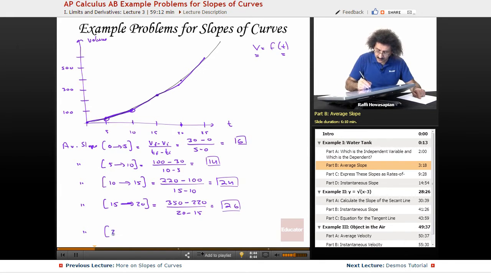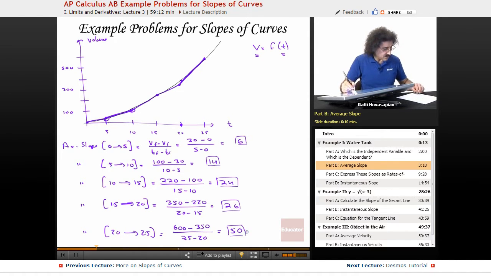And then the average value for the final time interval from 20 minutes to 25 minutes, well, the y value at 25 minutes is 600. That's this line segment right here. The y value at 20 is 350, divided by 25 minus 20, and I get 50. There we go. So I've got 6, 14, 24, 26, 50. These are the average slopes from these time intervals: 0 to 5, 5 to 10, 10 to 15, 15 to 20, 20 to 25. That's it. That's all I'm doing. You know what average slope means? Find the slope of the secant line. 2 points. Okay.